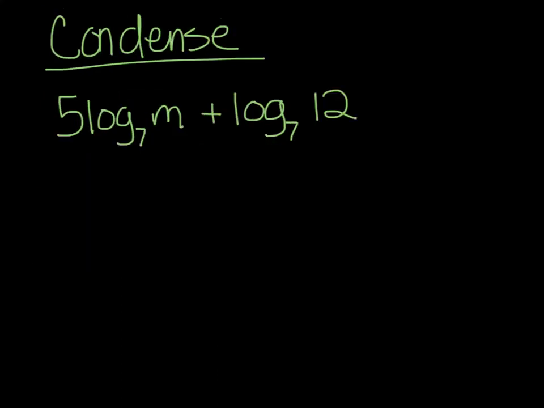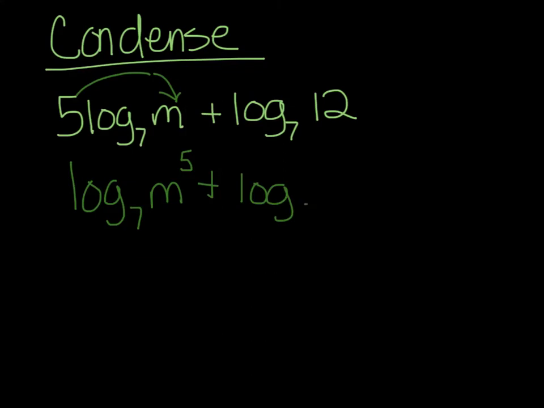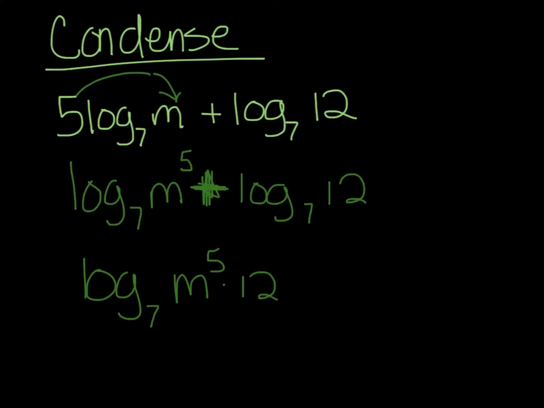And we can also condense ones that have more than one property in them. So here we've got 5 log base 7 of m plus log base 7 of 12. The first thing I'm going to do is move that 5 over there and write log base 7 of m to the 5th power plus log base 7 of 12. And then because I know that this addition here means I'm going to have a product, it's log base 7, and then it's going to be m to the 5th times 12. And if you want to clean it up nice and pretty, we'll say log base 7 of 12m to the 5th.